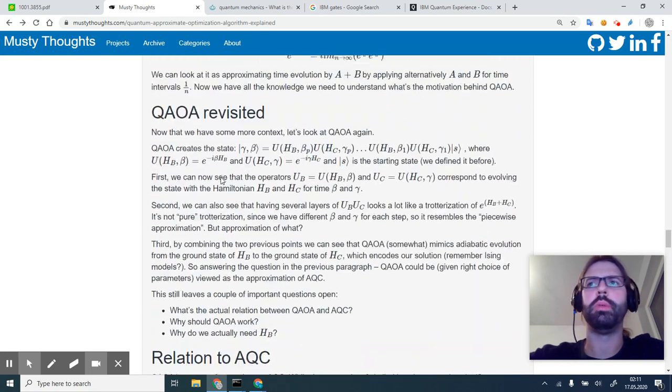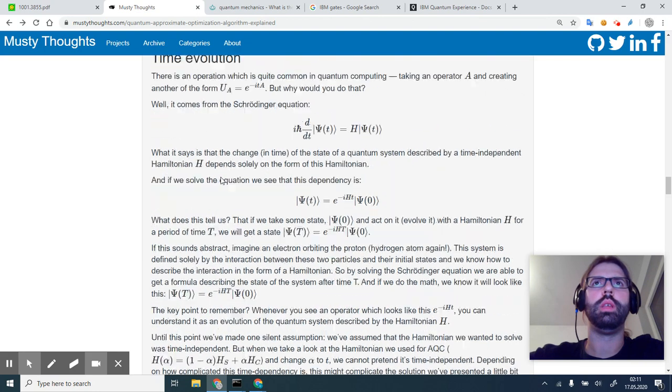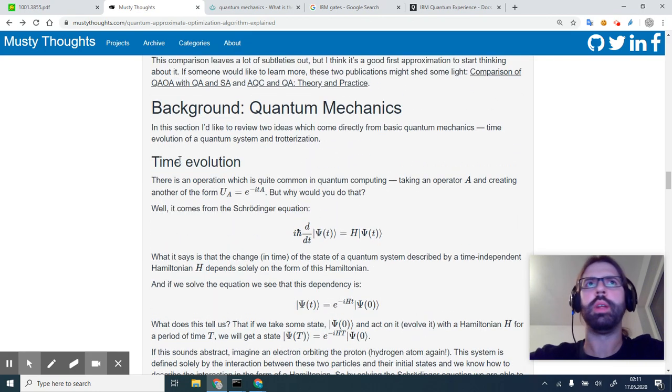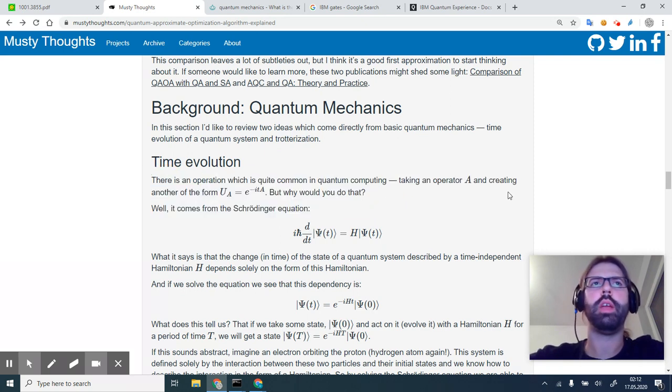Let's go back to these a little bit, because I found this pretty interesting. Okay, let's do a bit of the background again. In this section, I'd like to review two ideas which come directly from basic quantum mechanics: time evolution of a quantum system and trotterization. There's an operation which is quite common in quantum computing, taking operator A and creating another form, U A, which is this.